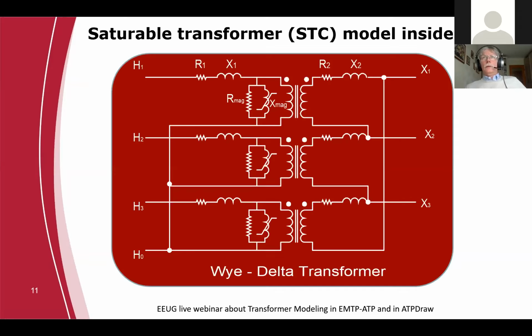How does the saturable transformer model look? Very easy, very similar to the equivalent diagram I showed you on the first slide. The only difference is that now the nonlinear magnetizing inductance is there.